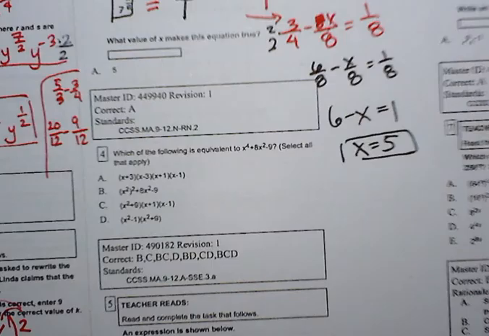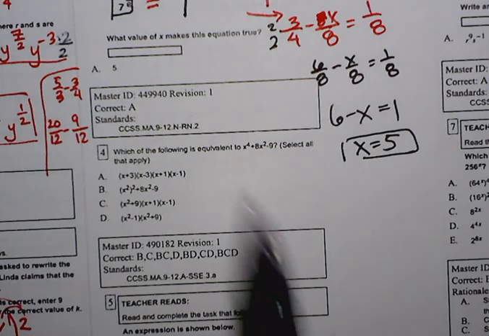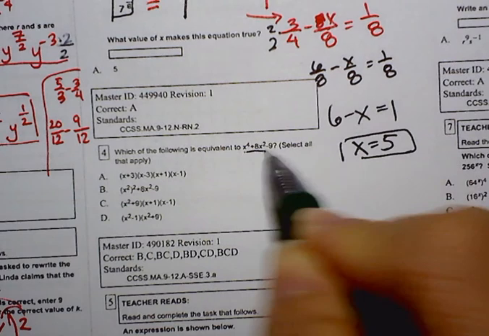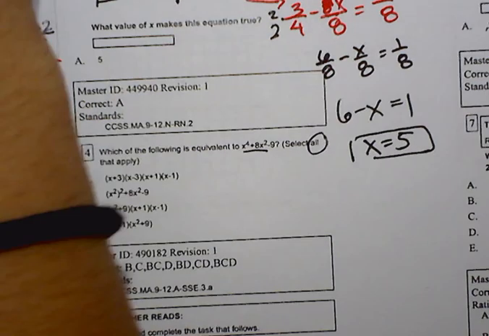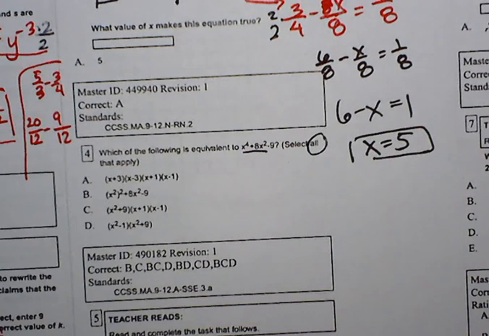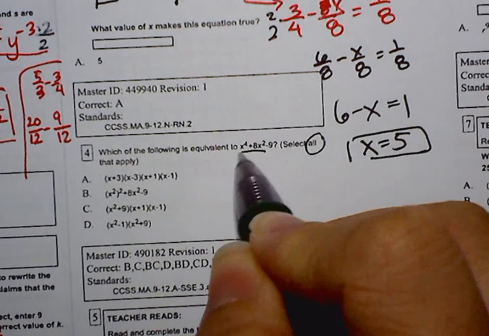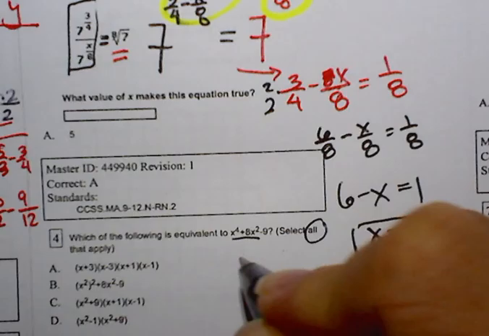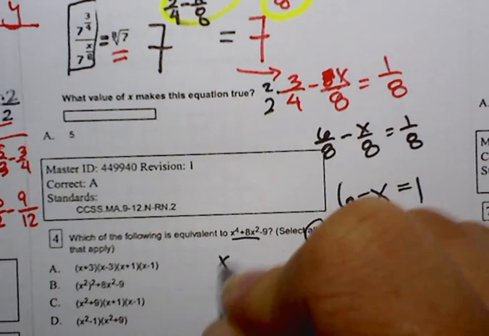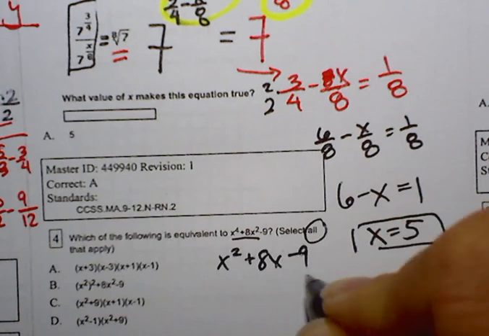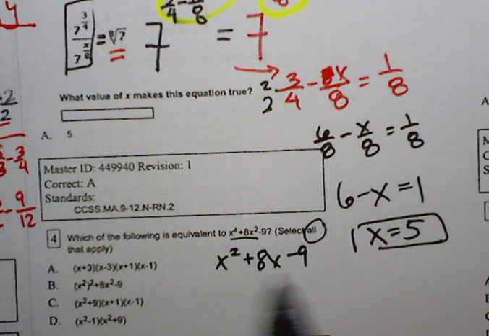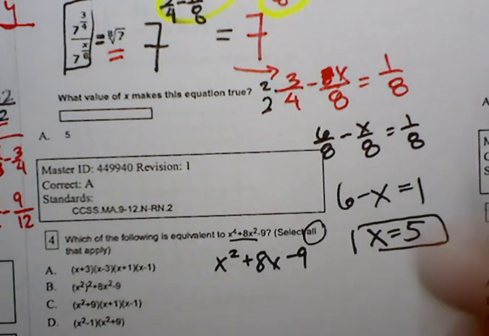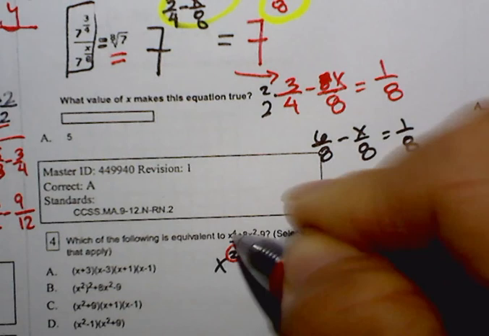Number 4, which one is equivalent to this? Select all. That means if you don't say all the answers, you're gonna get it wrong. Okay? So let's see. How can I factor this anyway? Do you guys notice how it looks like a regular standard x squared plus 8x minus 9? You guys know how to factor that, right? Would you guys know how to factor this? It looks just like that, except it's x to the 4th and x squared, so these guys got doubled, yeah?